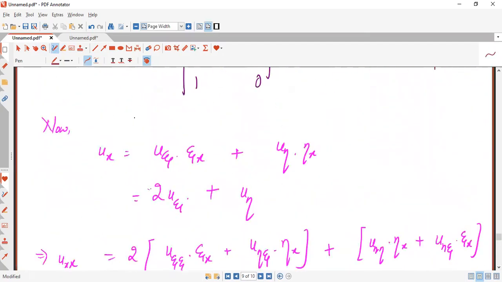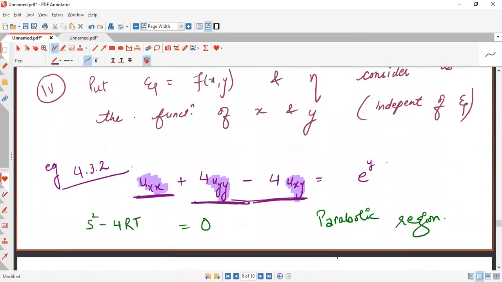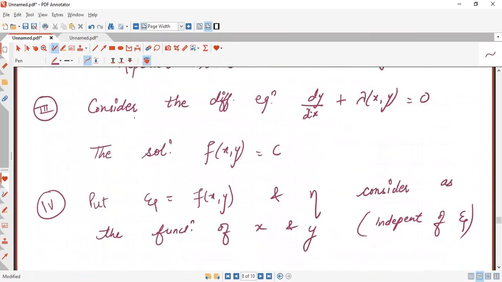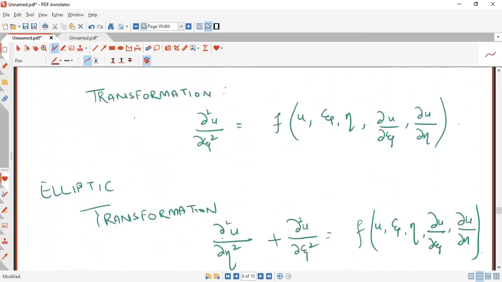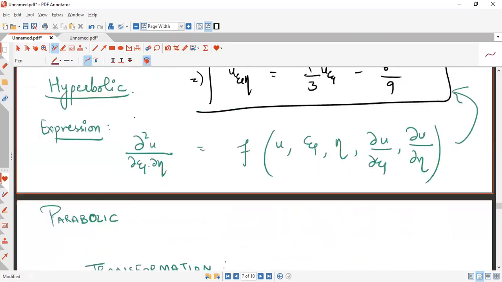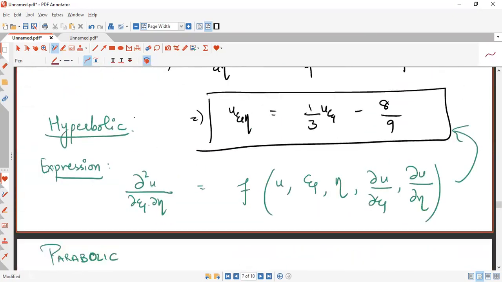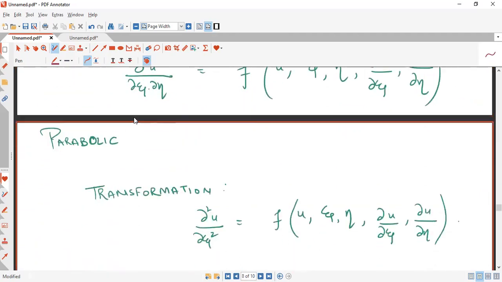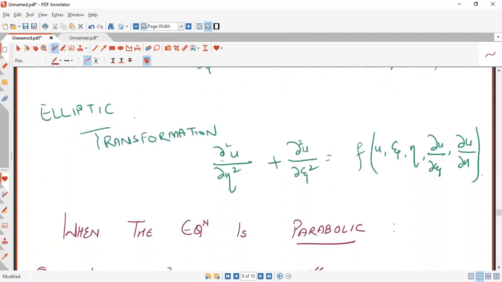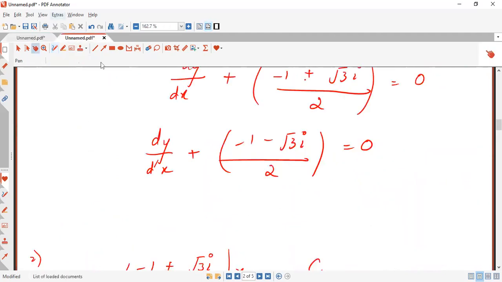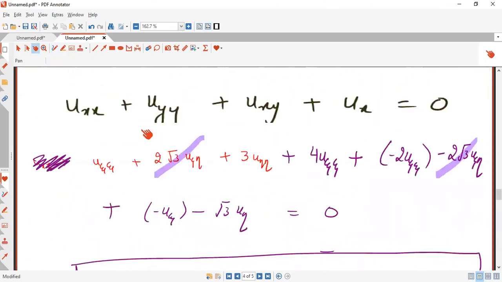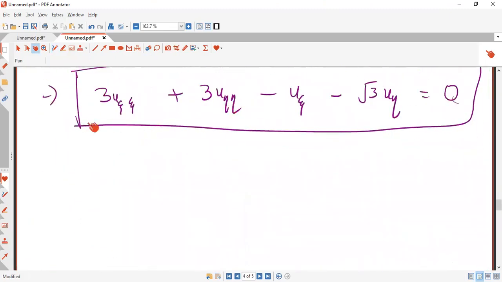So you have to be considerate when you are finding the region and you know whether the region is elliptic, parabolic, or hyperbolic. So the transformation will be of these kinds. In the hyperbolic equation, we have seen that u xi eta has come with u xi and u eta. Here u xi comes, and here u xi and u eta both come.